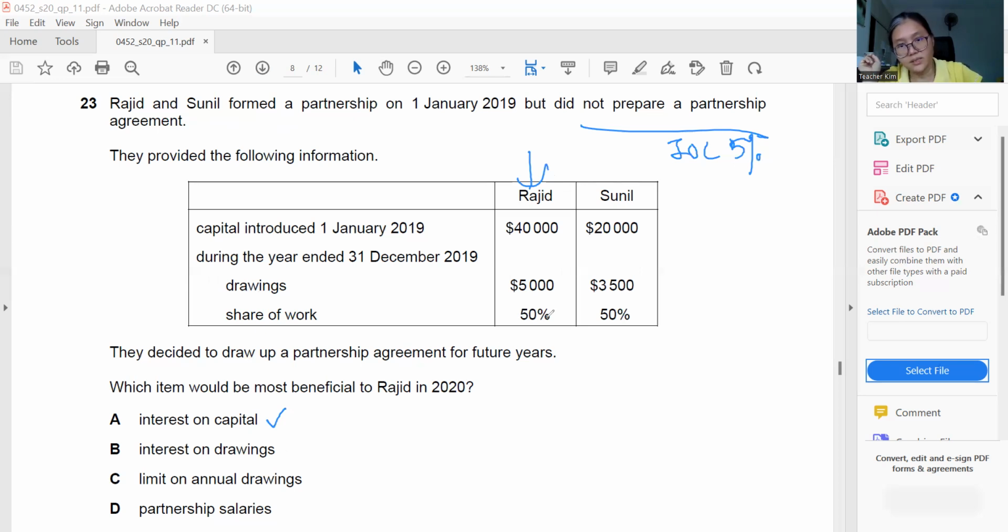Interest on drawings is not good for him because he withdraws more. The limit on this is also not good for him. Partner salary is basically no difference because both contribute the same. So the most beneficial to him is A.